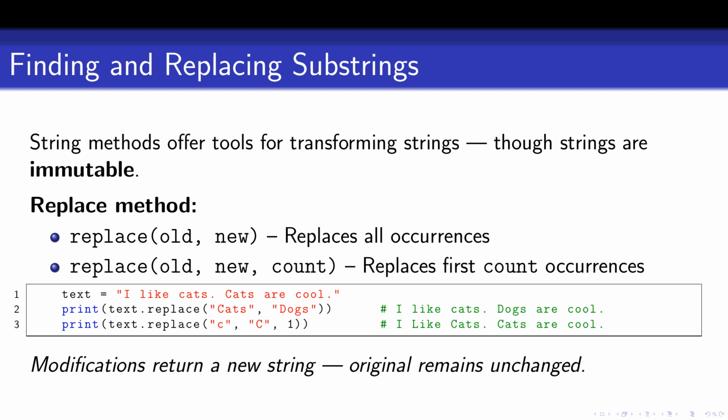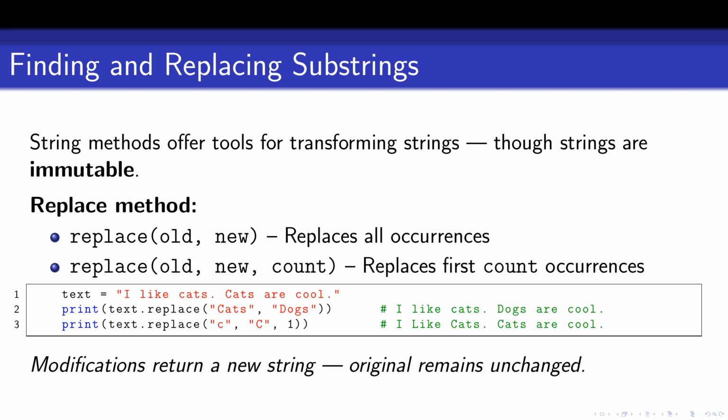Python strings are immutable, but they come with a robust set of built-in methods for transforming their content. One of the most useful is replace, which substitutes one substring for another. You can replace all occurrences or limit the change to a specific number using an optional count argument. For example, replacing cats with dogs changes all matching substrings unless a count is specified.